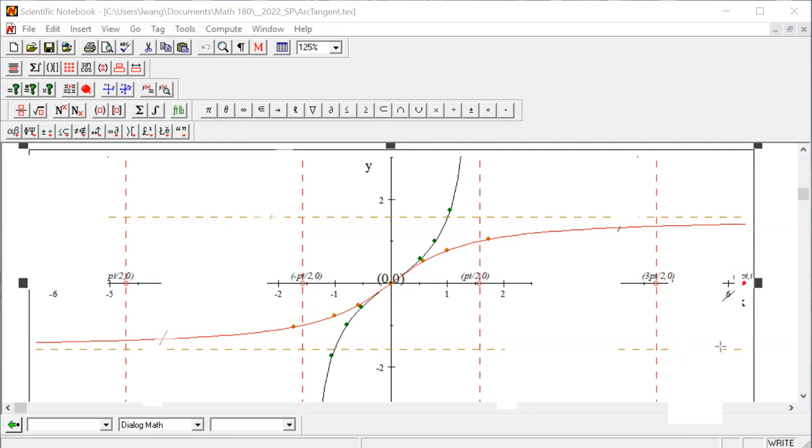I'll just cross you guys out. Disappear. Okay, I make them disappear. So even though this is not perfect, these are the two pieces that are inverse to each other, and they're symmetrical about the line y equals x.